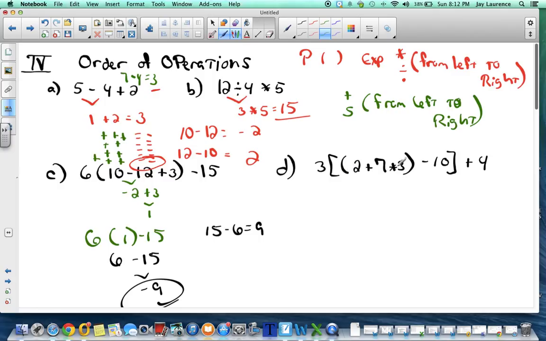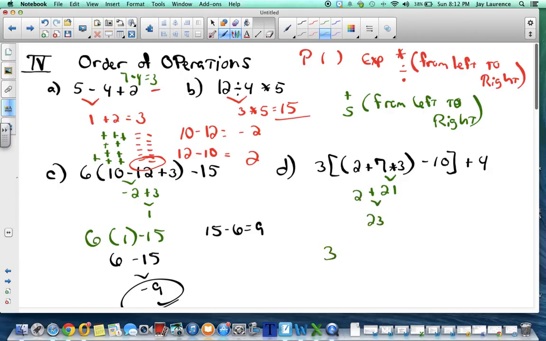Okay, coming over here to this one. Well, let's see. I got to go inside. There's 2 sets of parentheses. These are brackets. They just count as another set of parentheses. I always start on the innermost set of parentheses. So it looks like I've got addition and multiplication. So I'm going to multiply first and get 21. And then I'll have the plus 2, and that'll be 23.